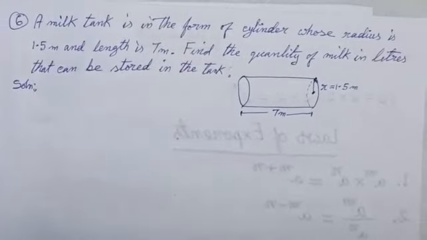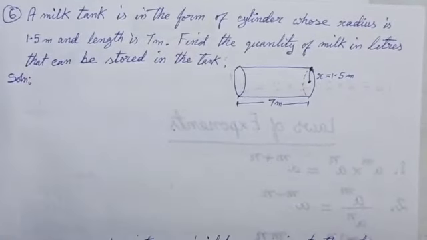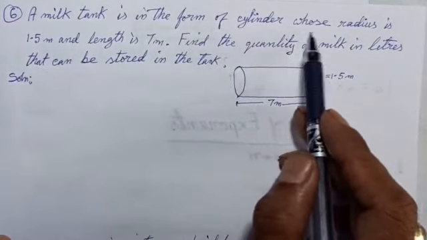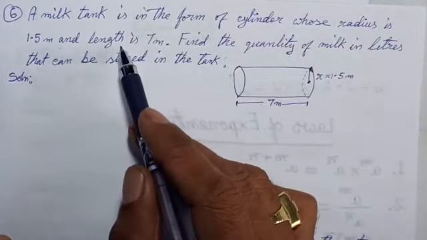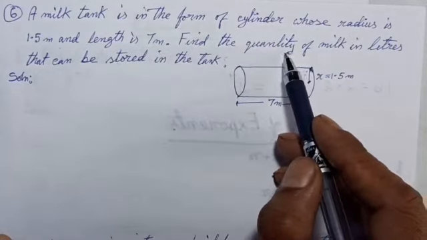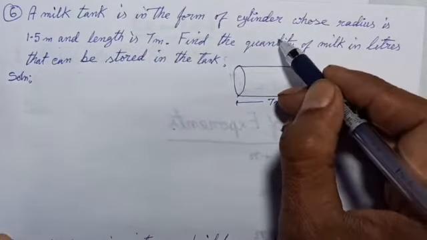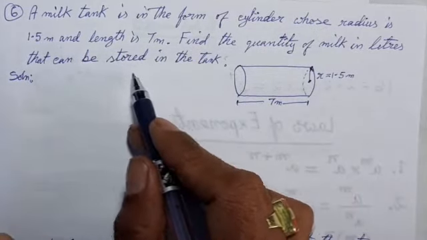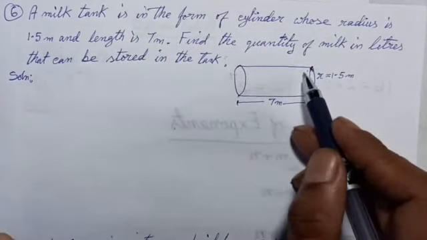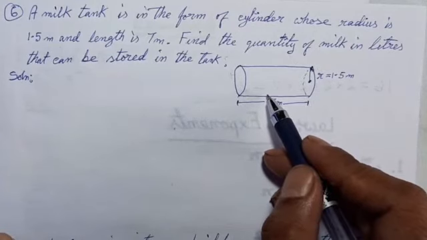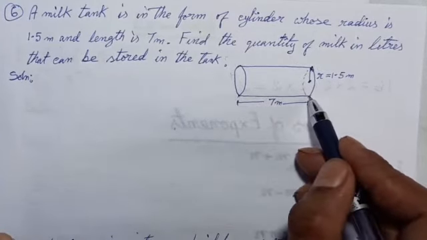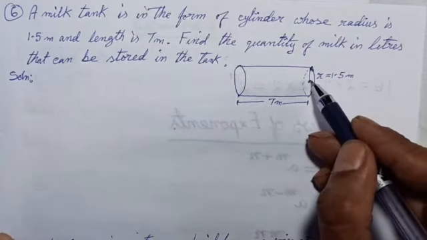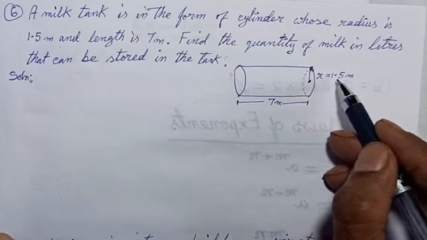Question number 6. This is the question. A milk tank is in the form of a cylinder whose radius is 1.5 meter and length is 7 meter. Find the quantity of milk in liters that can be stored in the tank. Let us suppose this is the tank, and this tank is in the form of a cylinder. From here up to that is the length of the cylinder, given as 7 meter, and the radius of this cylindrical tank is given as 1.5 meter.